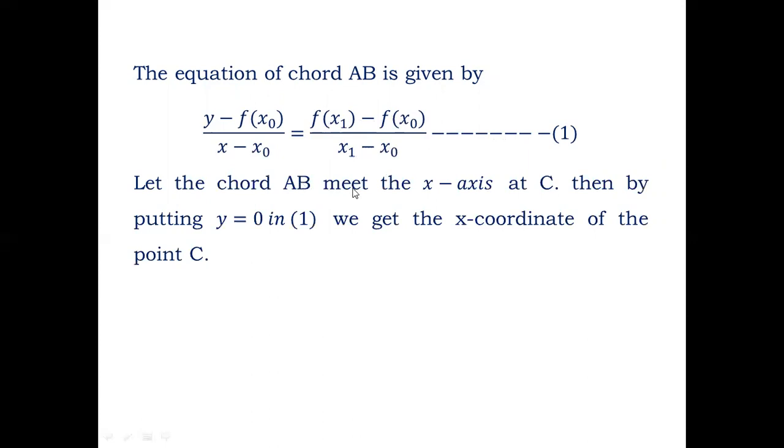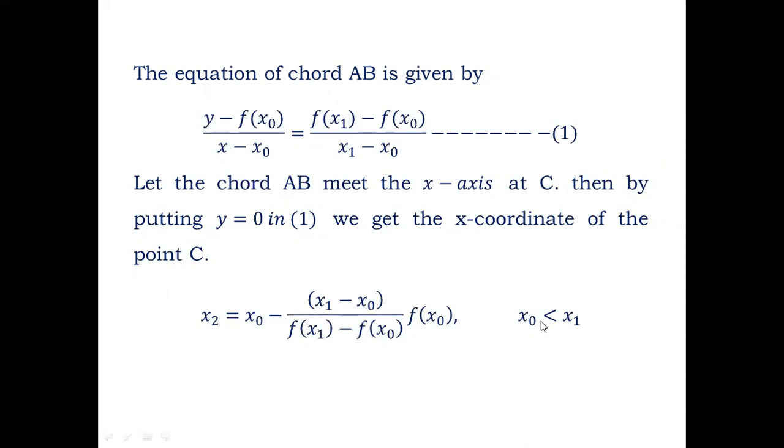Let the chord AB meet the x-axis at C. Then put y is equal to 0 in equation number 1, since a chord meeting the x-axis means y is equal to 0. We get the x coordinate of the point C, that is x2 is equal to x naught minus x1 minus x naught divided by f of x1 minus f of x naught into f of x naught.